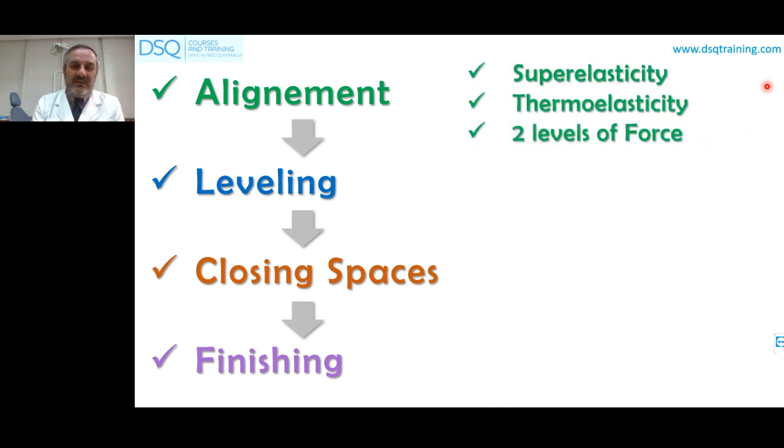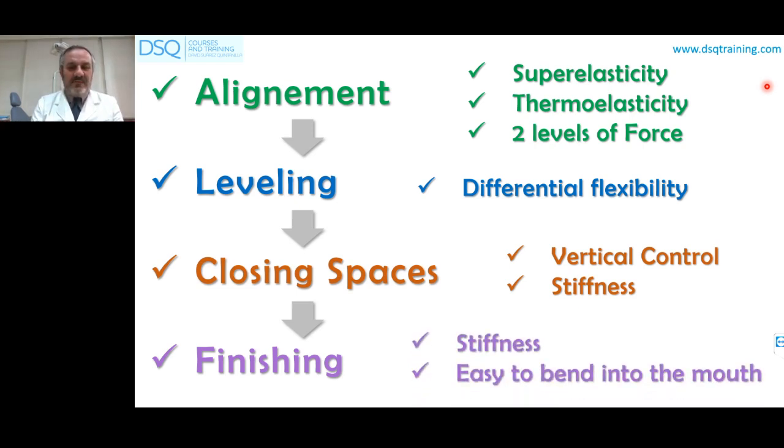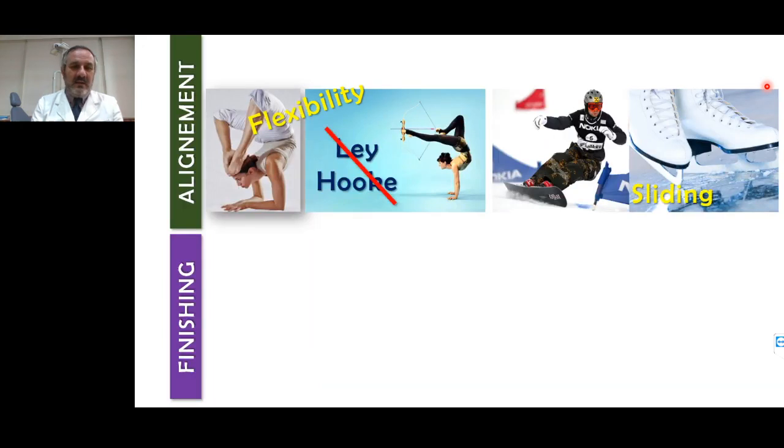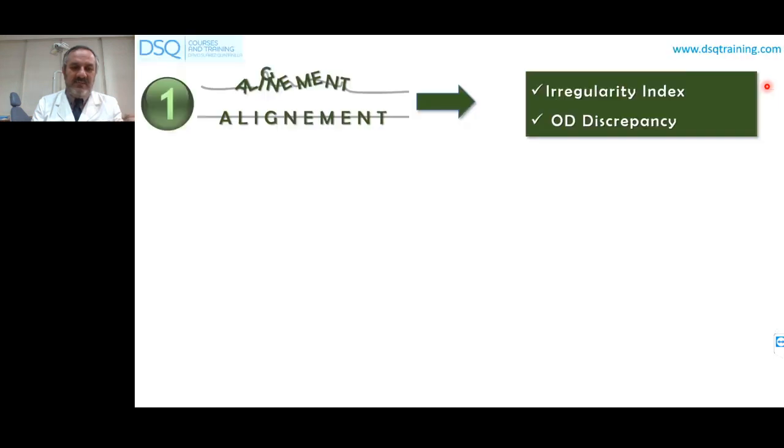For this reason, we are using superelastic wires, thermoelastic wires, differential flexibility for leveling, for closing space, vertical control and stiffness, and for finishing stiffness and the ability to bend in the mouth. Remember, for the alignment, we use flexibility, avoid delay of hook, sliding, and for finishing, stiffness, 3D control, detailing, and friction.